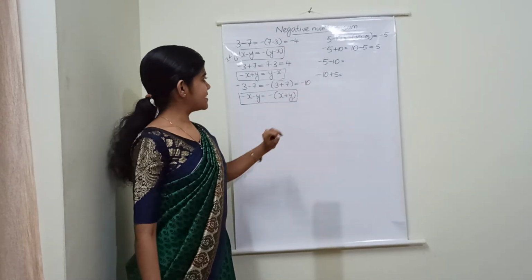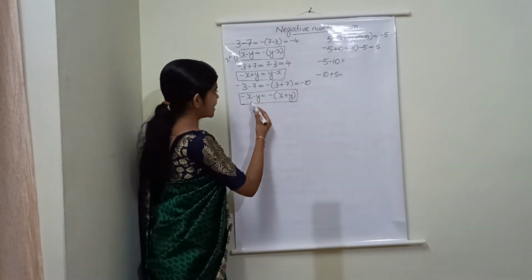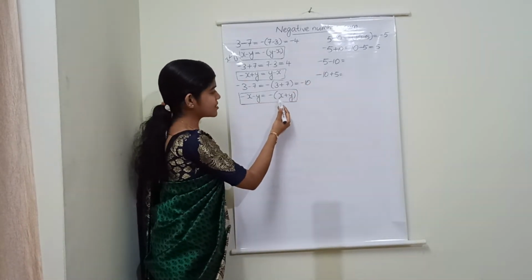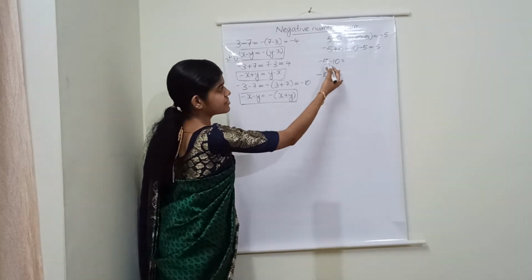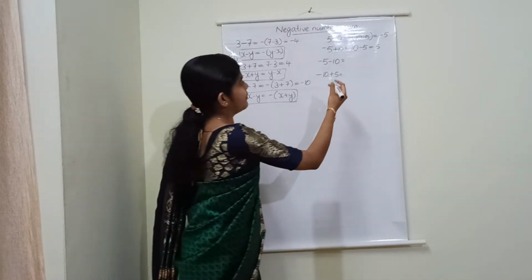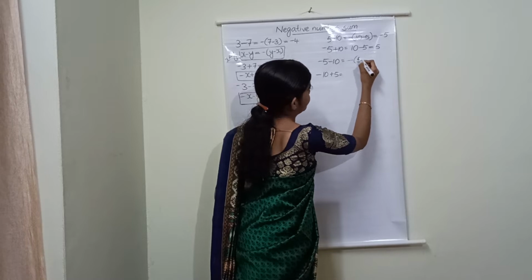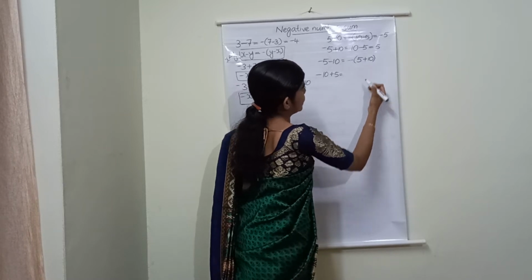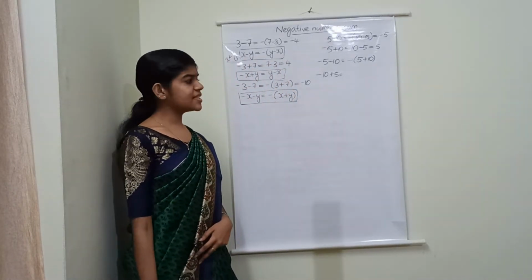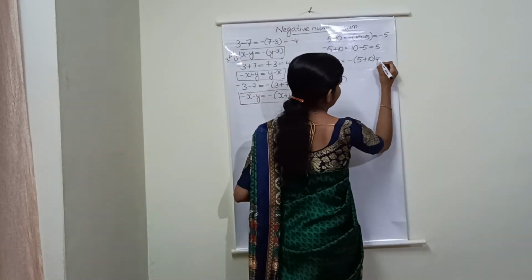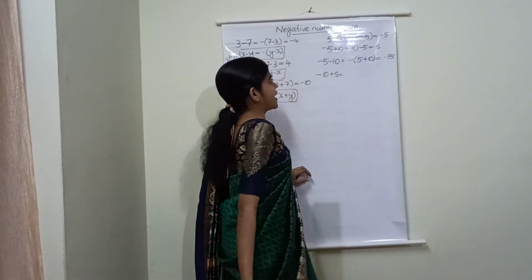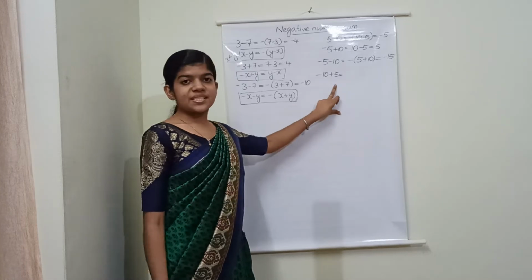Minus 5 minus 10. Look here, minus x minus y is equal to minus of x plus y. Similarly, minus 5 minus 10 is equal to minus of 5 plus 10. What is minus of 5 plus 10? Minus 15. Correct.